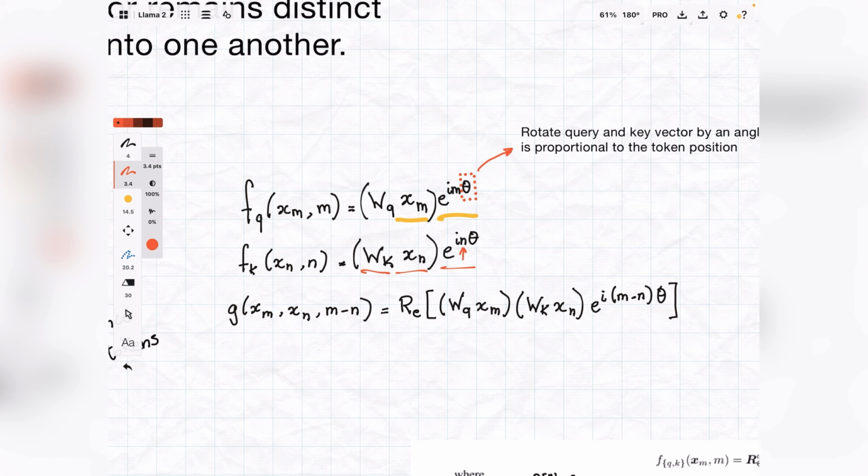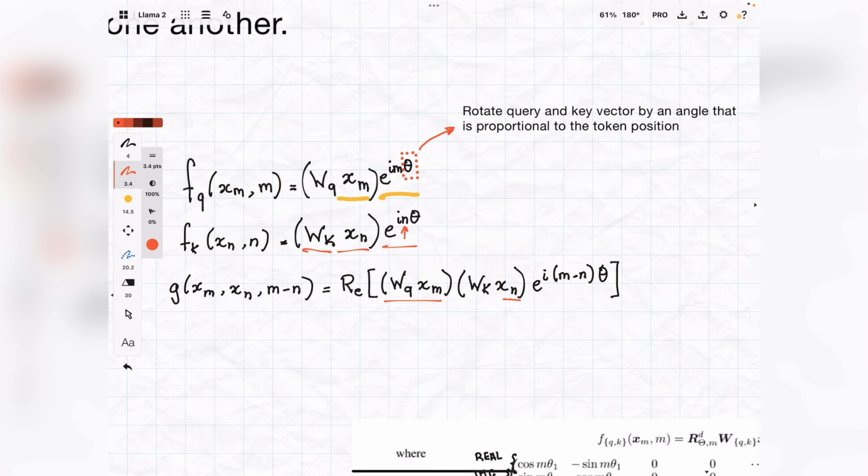We always need to keep into account the relative difference between the tokens. So as we're going to learn in our self-attention, we're going to take our token m multiplied by our matrix Q. We're going to take our token n multiplied by our key matrix, and then we're going to rotate the product of these two by an angle that's actually proportional to the difference m minus n. That's where your relative distance comes into play.